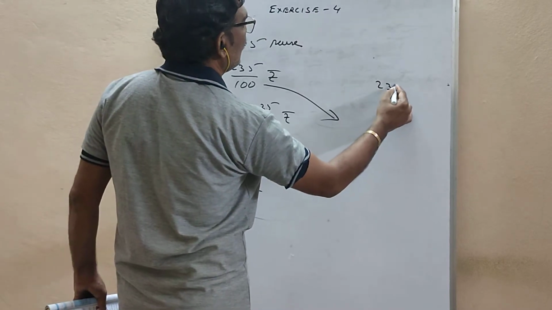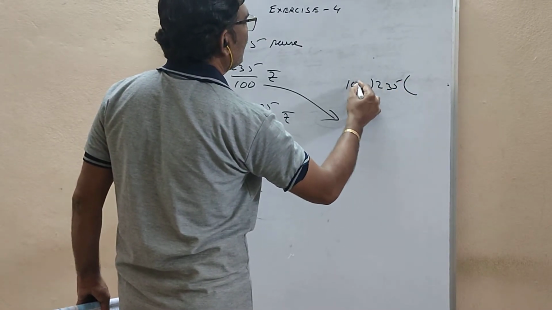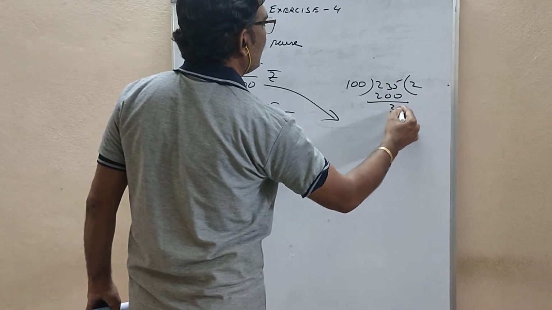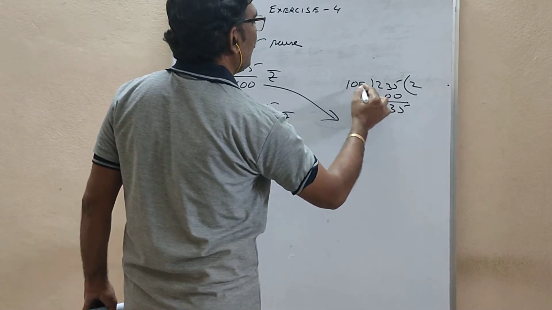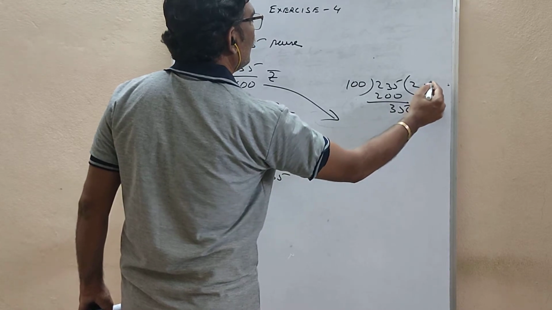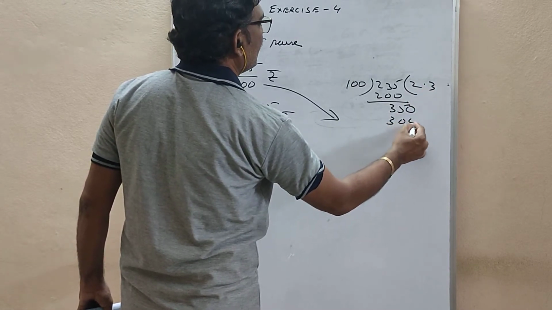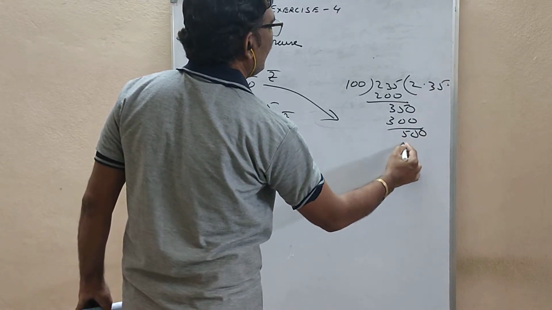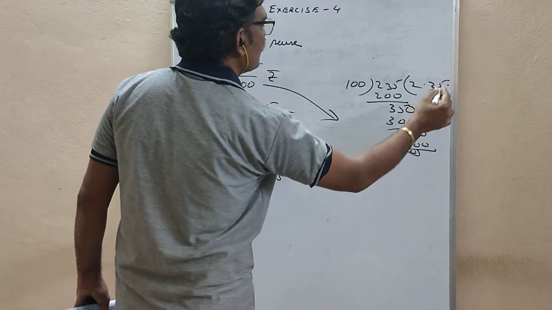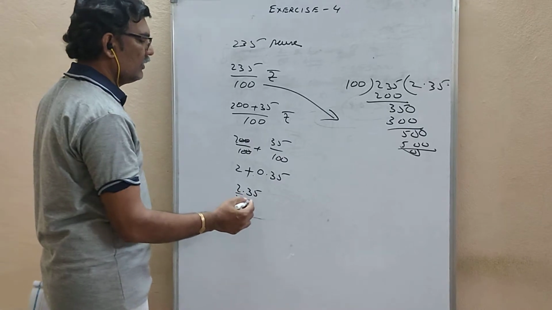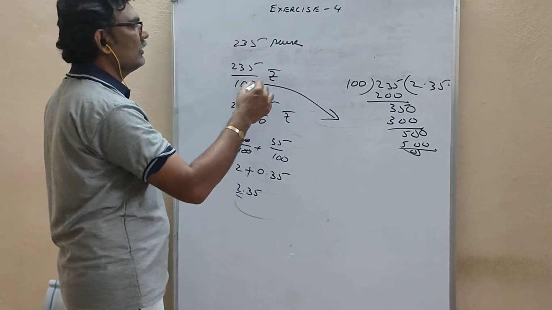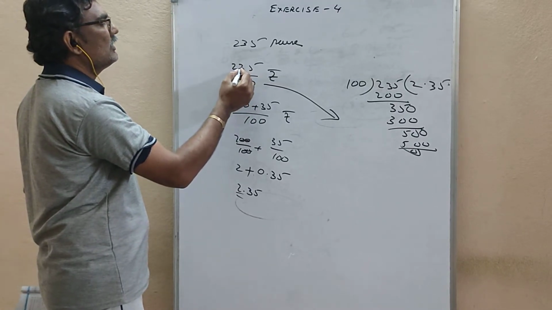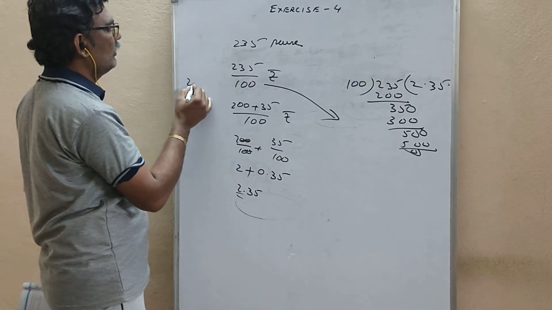What it is, 235 you have to divide with 100. 100 2s are 200. Subtraction 35. 35 is smaller than 100. Point 0. 100 3s are 300. 50. Point is that 0. 100 5s are 500. So it is 0. 2.35. So otherwise directly without doing division, 2 zeros are there, 2 digits before you have to keep a point.